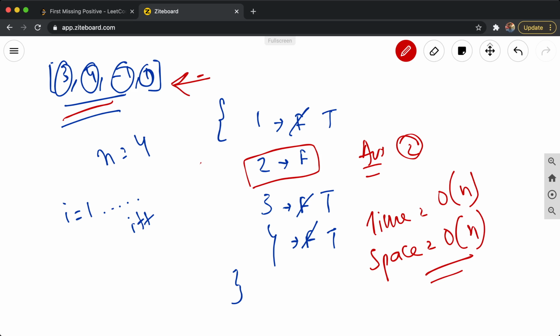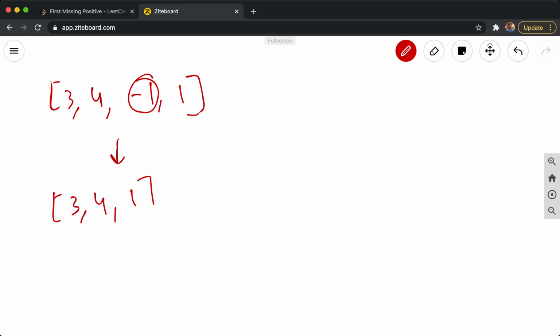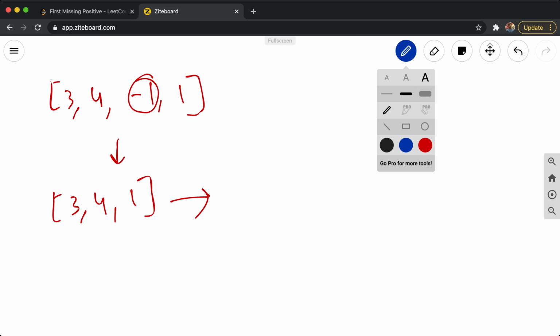So let us understand this once again. We have 3, 4, minus 1 and 1. Now, what if we could mark that 3 is present somewhere in the array? The first thing to understand is that minus 1 is not something we need, so we'll just filter that out. We'll keep the positive numbers only. So we have 3, 4, 1. Now, to mark the presence of 3, we'll negate the position 3, that is 1, 2, and 3.